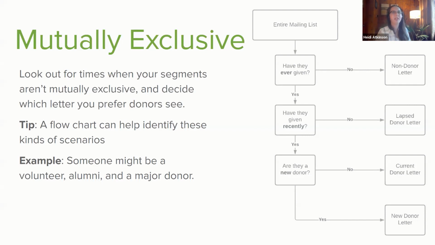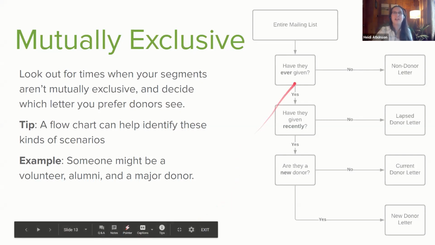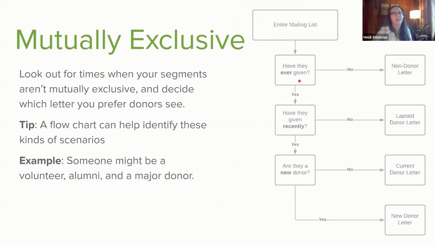I'm going to send them the major donor version of the letter, even though they could have reasonably gotten the volunteer version or the alumni version, but I can only send them one because it's going to be really weird if they get three. So what I did here is I just said, here's everybody. And then my first question is going to be, have they ever given? If not, I send them the non-donor letter. If yes, I go and ask the second question.